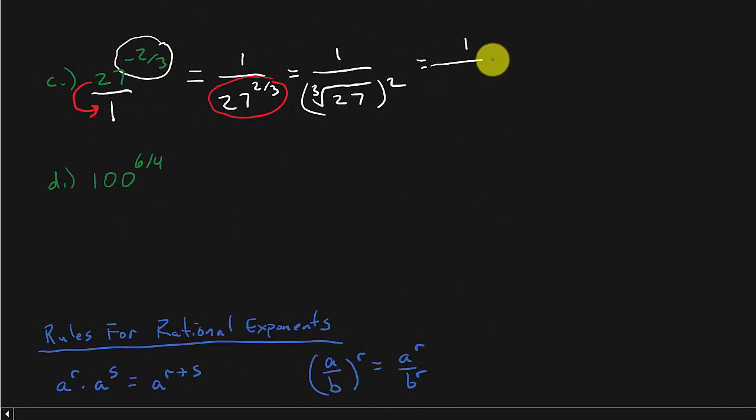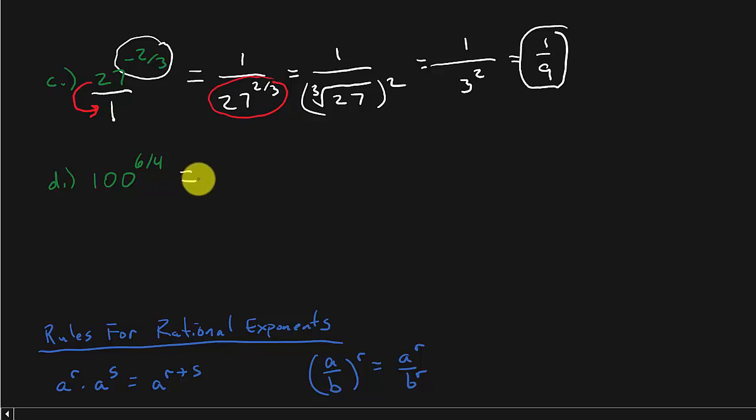So this is going to be 1 over, and the cube root of 27 is 3, and then that's squared, and so I get 1/9. All right, now let's look at this part D.